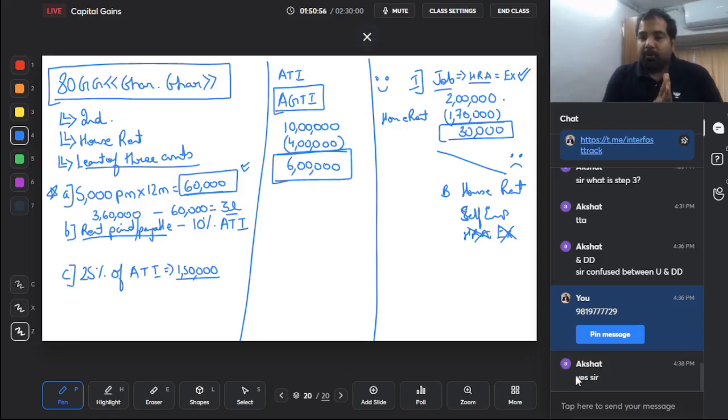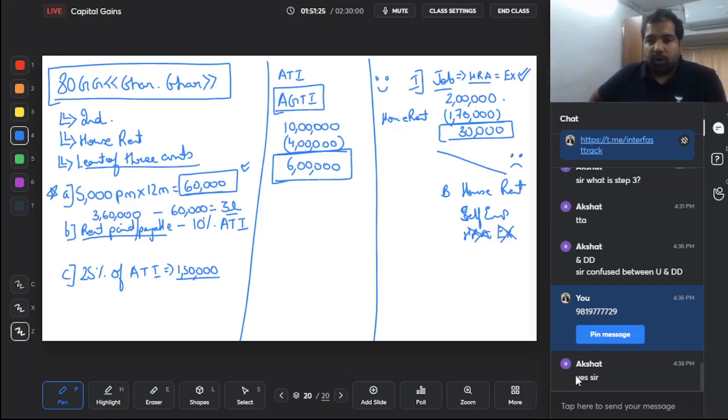So quickly recapping, what is 80GG? 80GG is Ghar Ghar. This is only for those people who don't get HRA allowance. Guys, these are people like me who've taken a house on rent, or people like you who have a job but don't get HRA. Both of us have taken a house on rent. So the government says, don't worry, you'll get an exemption, or we are calling it deduction, which is least of the following three. A, 5,000 per month. B, rent paid minus 10% of ATI, or C, 25% of ATI. What is ATI? ATI is basically nothing but your available GTI.